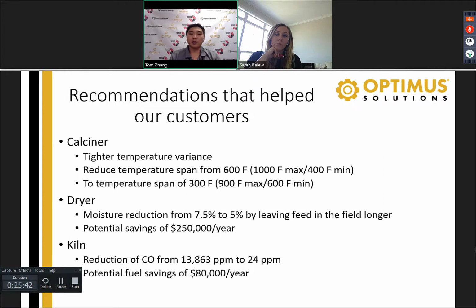Calciners tend to be temperature variants. They want to get it tightened up. They want to make sure they're burning as efficiently as possible. I think that example I showed went from a 600-degree Fahrenheit span, the highest being 1,000, the lowest being about 400, to somewhere where it's 300 degrees in span. So we've reduced it by half, okay? So 900 degrees to 600 degrees, so they have a tighter bandwidth than before.